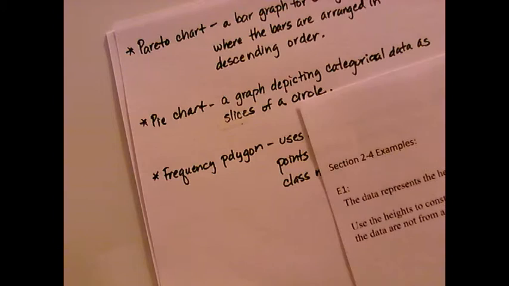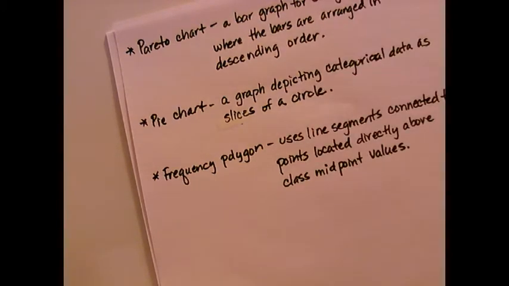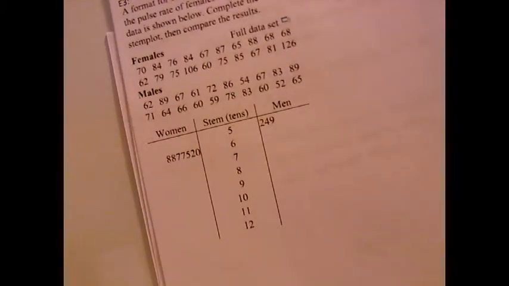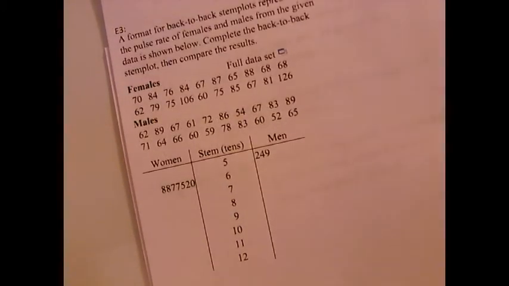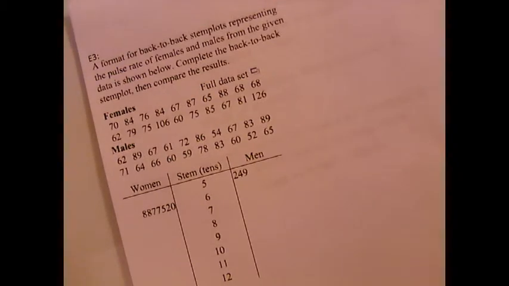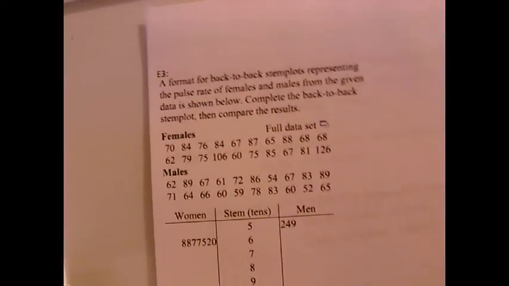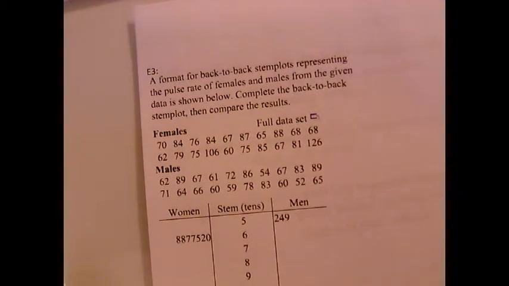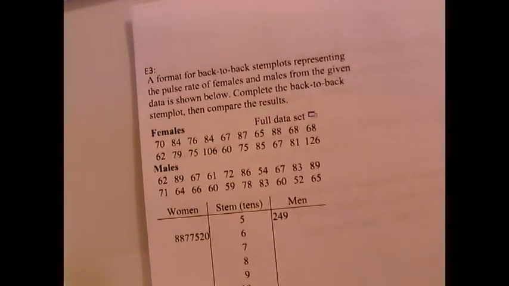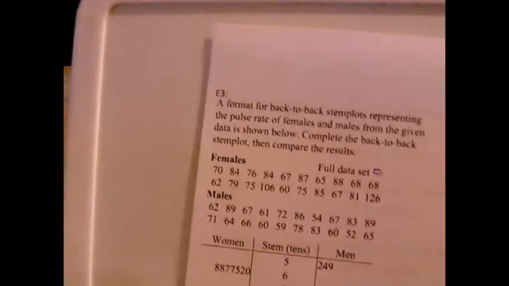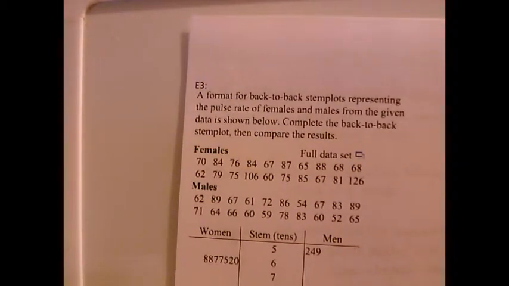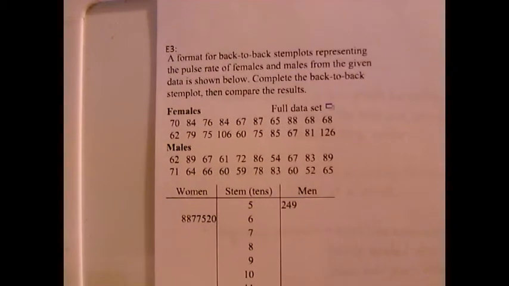Okay, here's another example of a stem and leaf plot. In this case, this looks like a back-to-back stem and leaf plot. This is an example of the format of a back-to-back stem plot representing the pulse rates of females and males from the given data shown below. And here you want to complete the back-to-back stem plot and then compare the results.